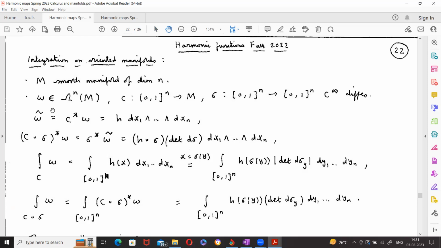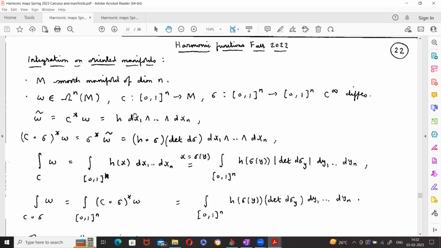So first of all, we can look at omega tilde, which is the pullback C star of omega. This is going to be some function h times dx1 wedge through dxn. And now I can look at the reparametrization of C, that is C composed with sigma, the pullback of omega by this map. The pullback by C composed with sigma is sigma star composed with C star. So this will become sigma star of omega tilde.